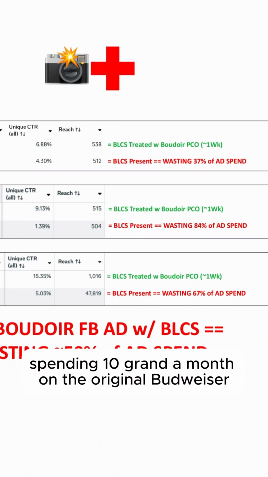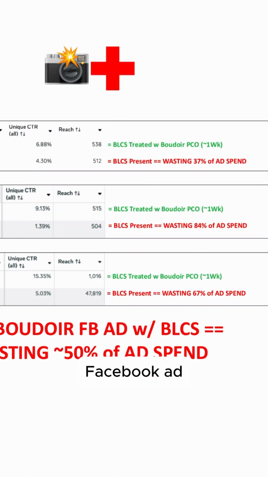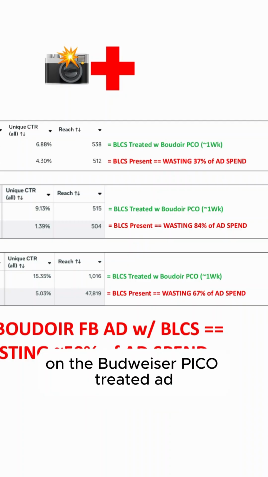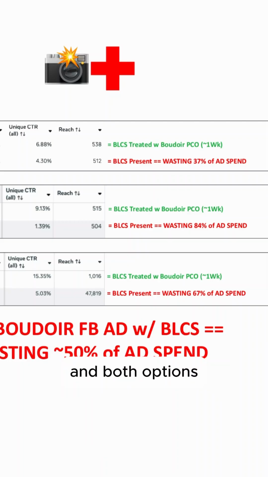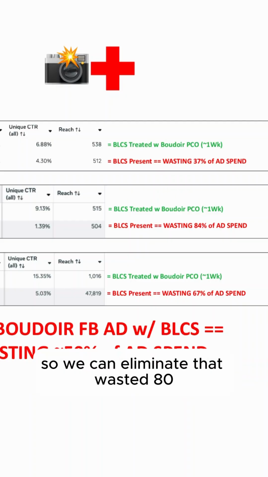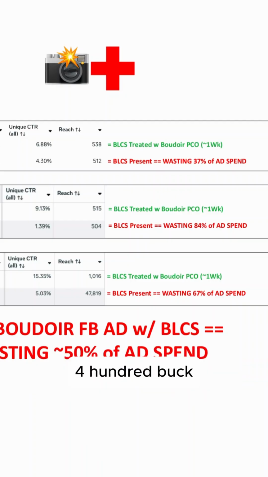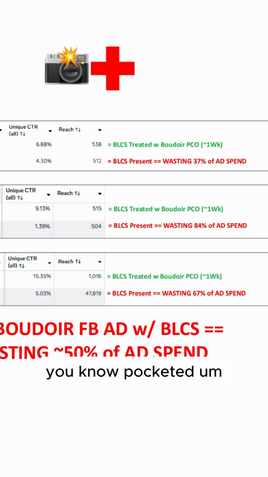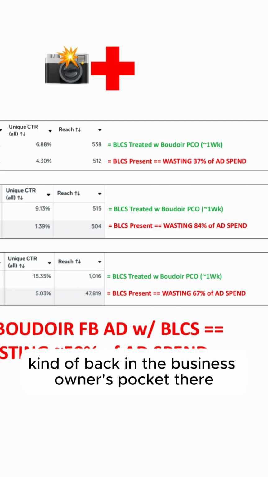So again, if they're spending 10 grand a month on the original Boudoir Facebook ad, now all we have to do is spend 1,600 bucks a month on the Boudoir Pico treated ad, and both options get our ad into the same number of women's brains. So we can eliminate that wasted $8,400 a month in ad spend, pocket that. It's literally like 100 grand, pocketed, bonus, back in the business owner's pocket there.